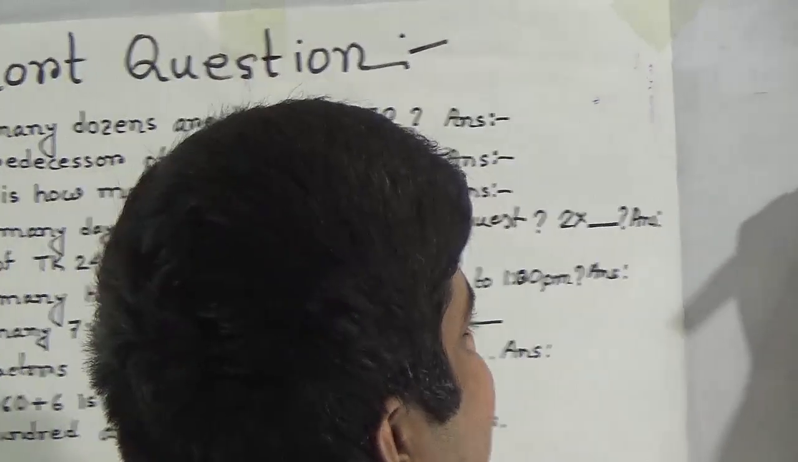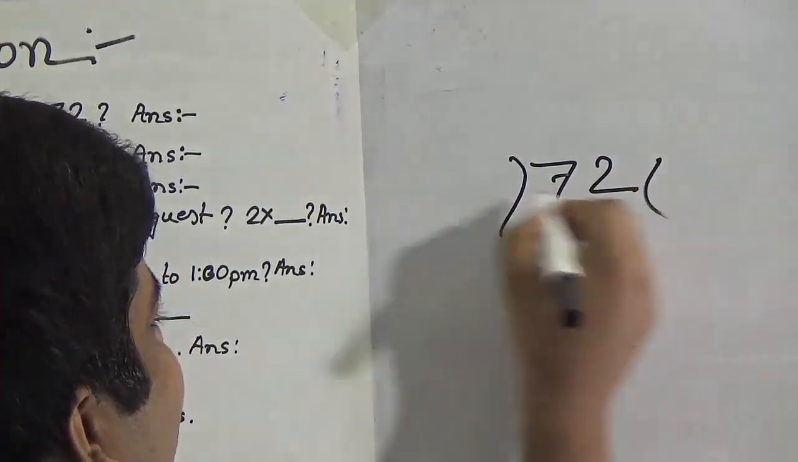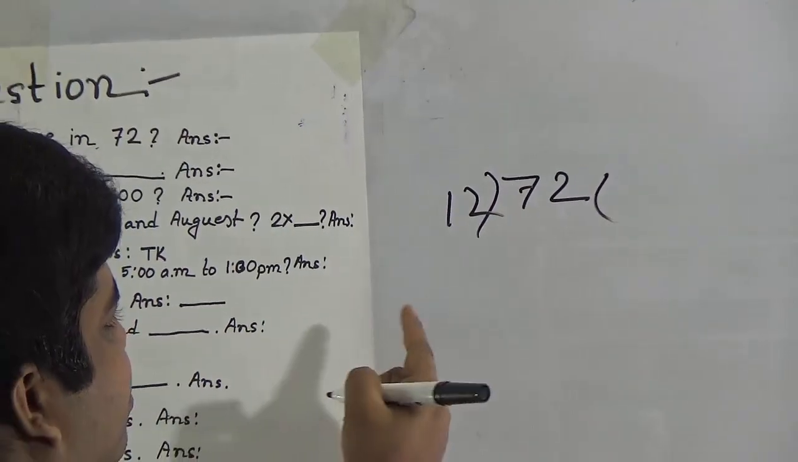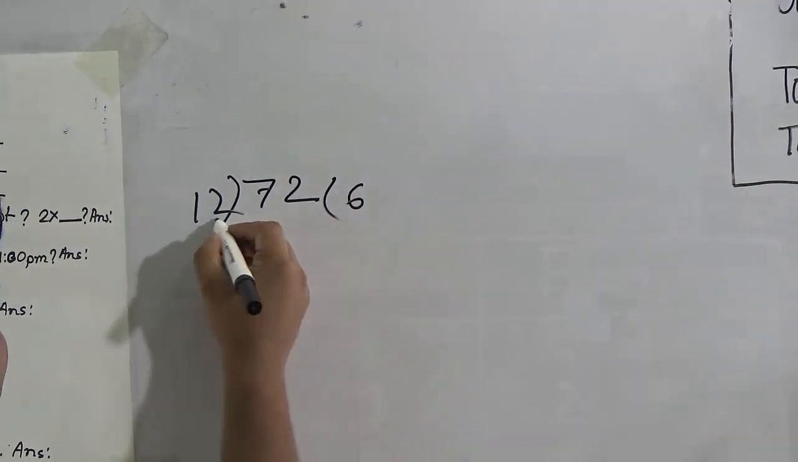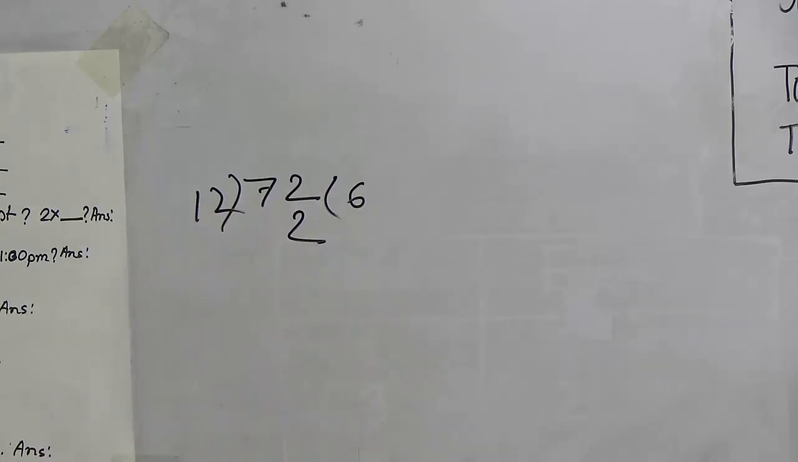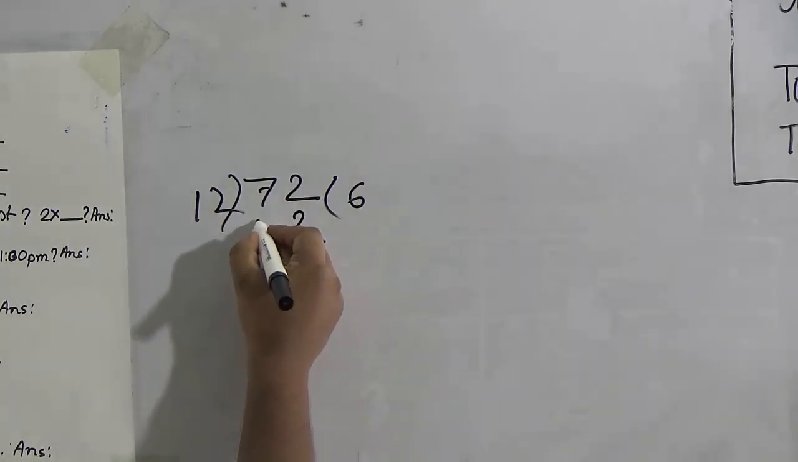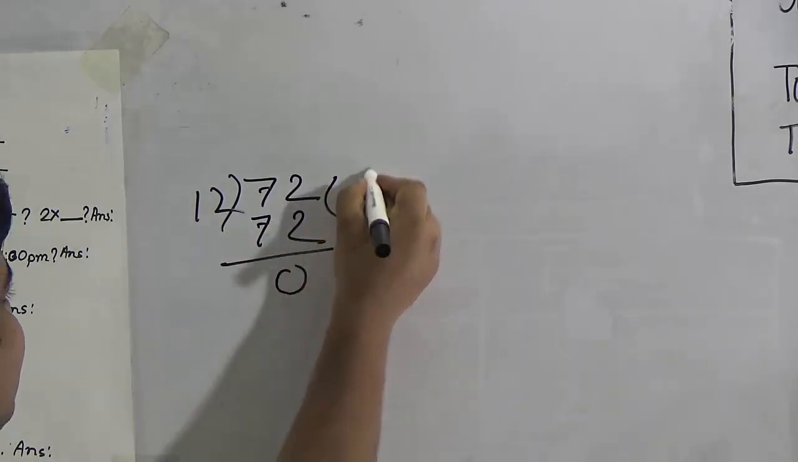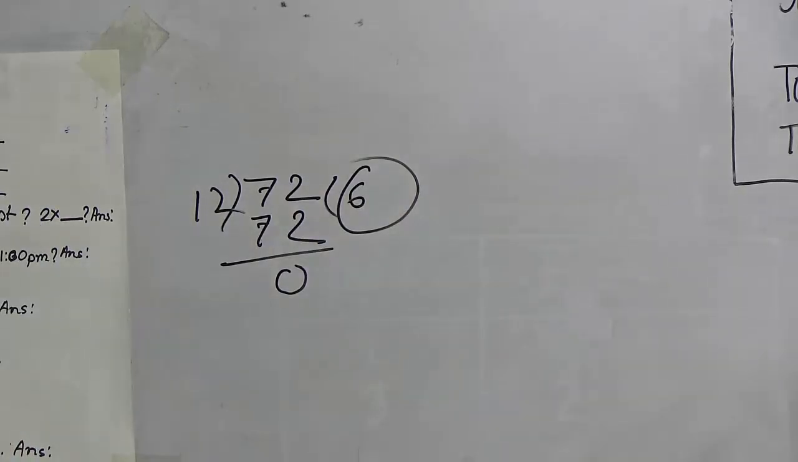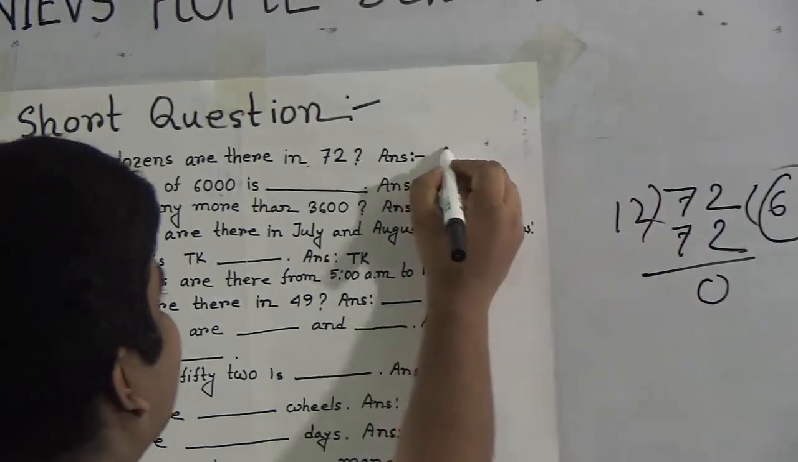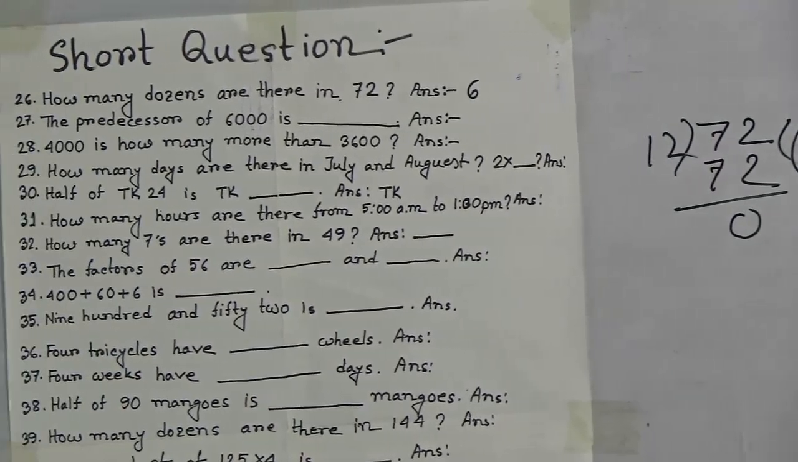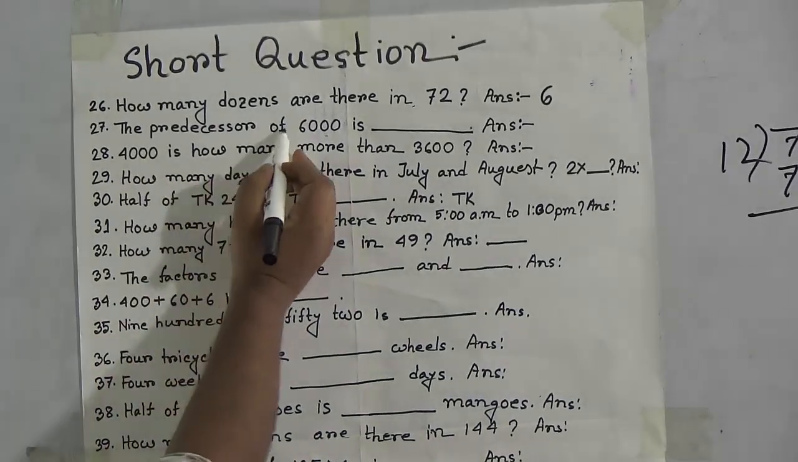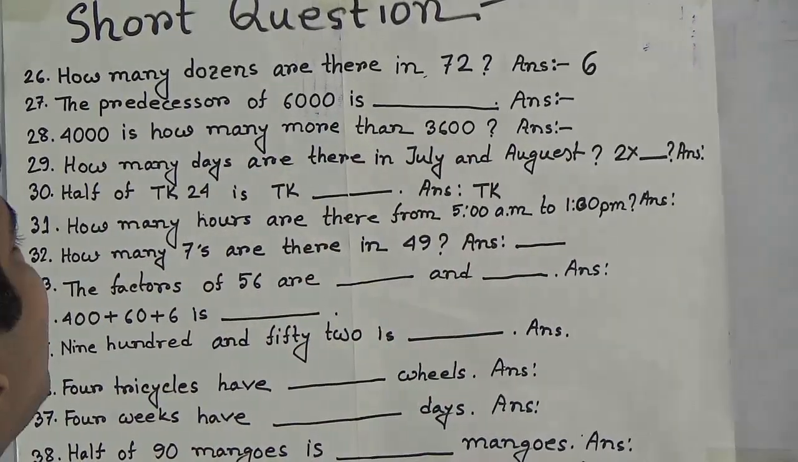Now we divide 72 by 12. In 72, 12 goes in how many times? Yes, 6 times. 6 twos are 12 and 6 ones are 6, carrying on, that means it will be 7. Okay, the answer is 6. So how many dozens are there in 72? The answer will be 6 dozens.